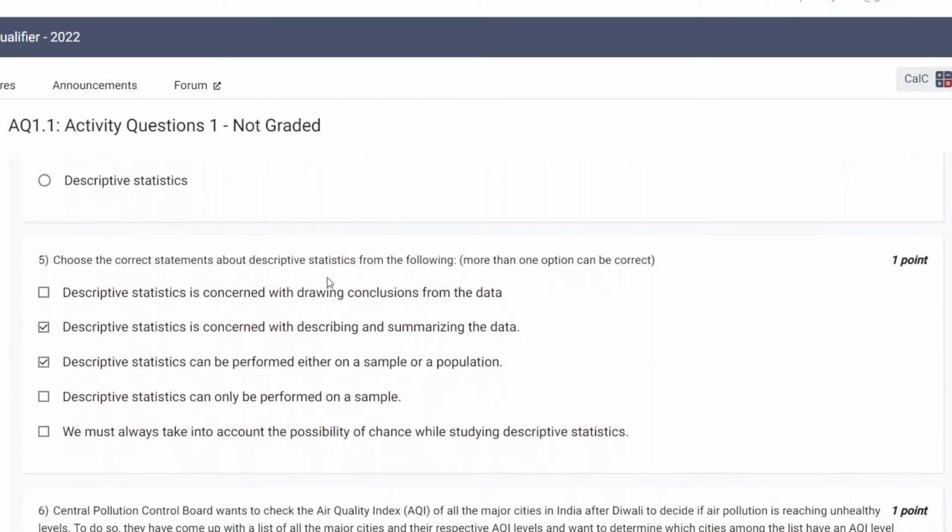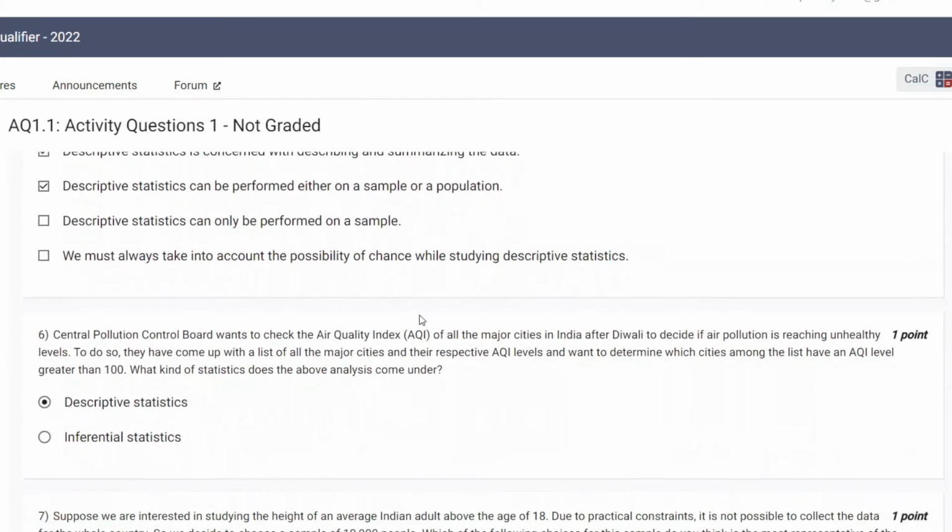Okay, come to the next question. Choose the correct statements about descriptive statistics from the following. Descriptive statistics is concerned with drawing conclusion. Wrong. Descriptive statistics is concerned with describing and summarizing data. It is right. Descriptive statistics can be performed either on sample or population. Yes. Descriptive statistics can only be performed on a sample. No. We must always take into account the possibility of chance. No. It is in inferential statistics.